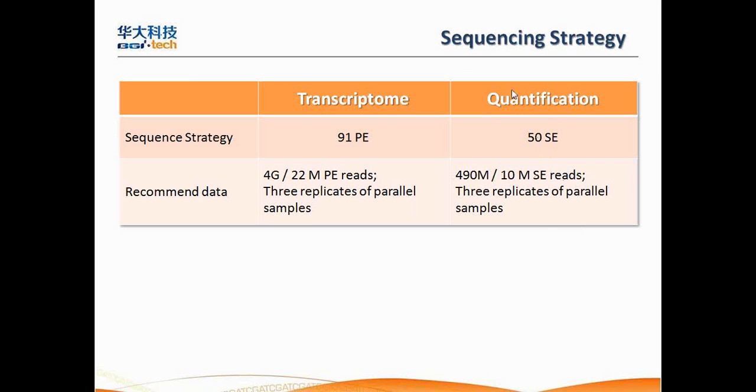Here, let's just skip this. And the recommended data for each sample is 4 gigabase pairs, or 22 million paired reads.